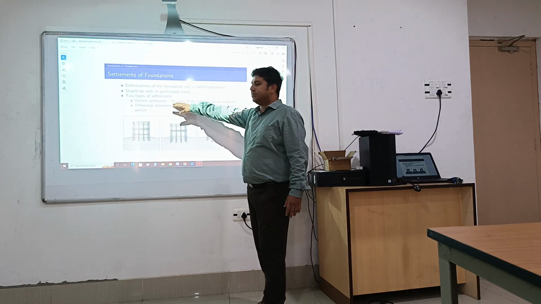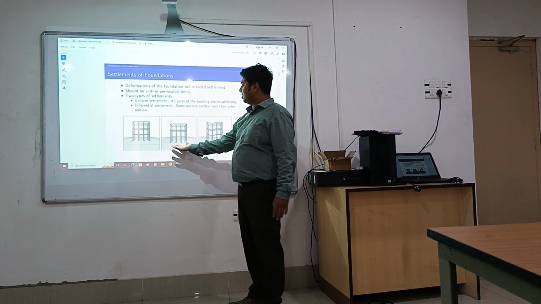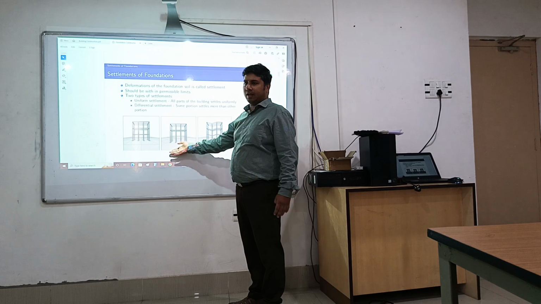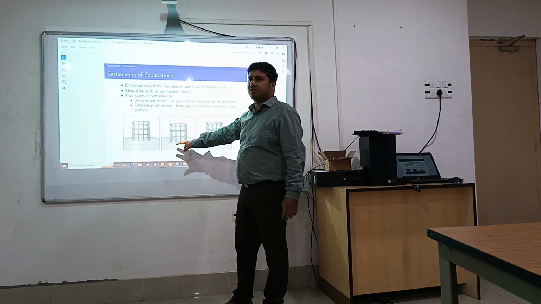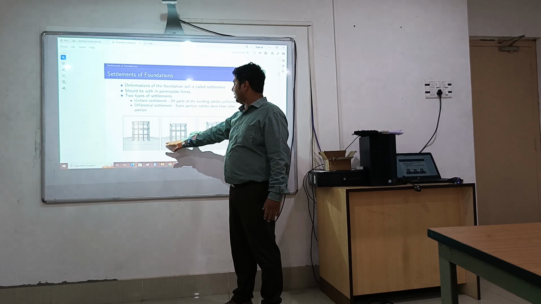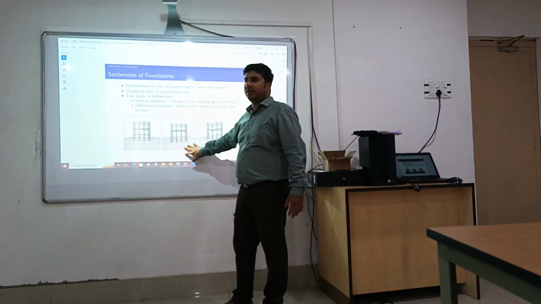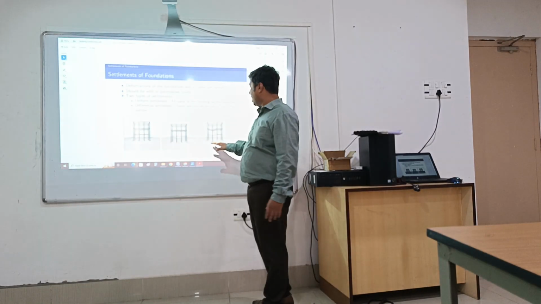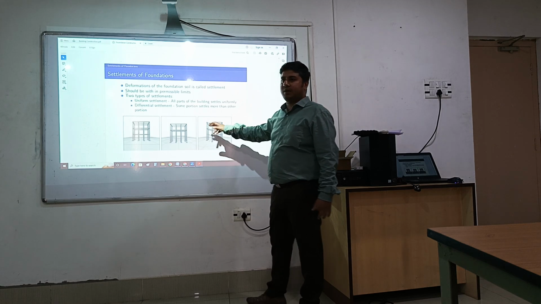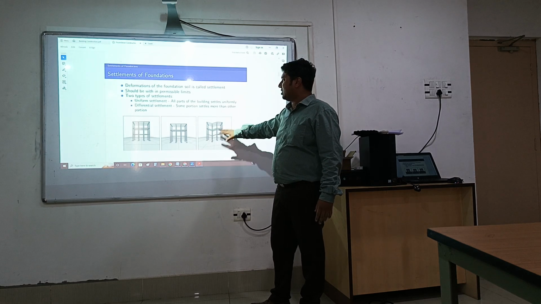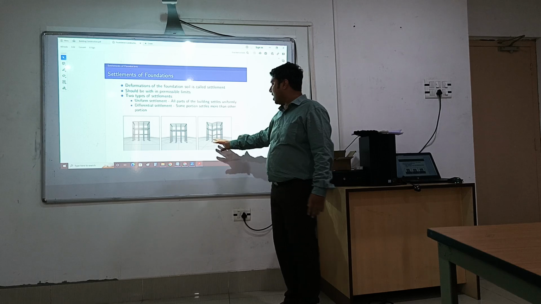Uniform settlement is what? When the whole structure is settling uniformly. Every foundation, every part settles, with a minimum tolerance of 2 or 3 mm, and the structure is wholly settled. That is called uniform settlement. And if there is undue settlement where the settlement is not uniform, some columns may settle more, some columns may settle less. This is called differential settlement, and it is more problematic.